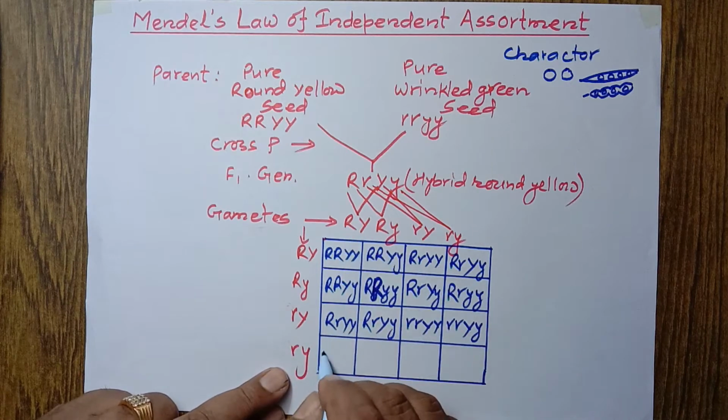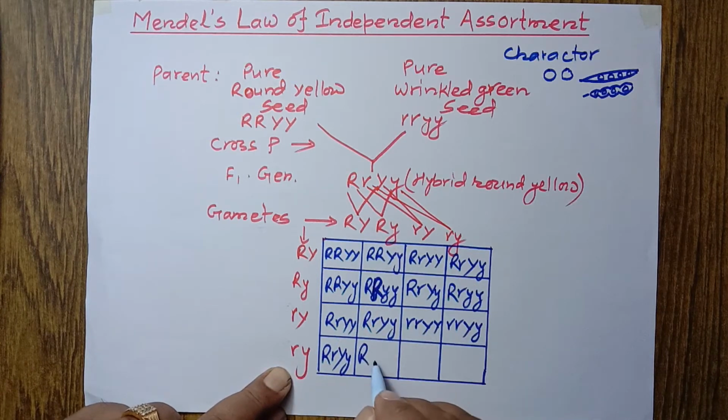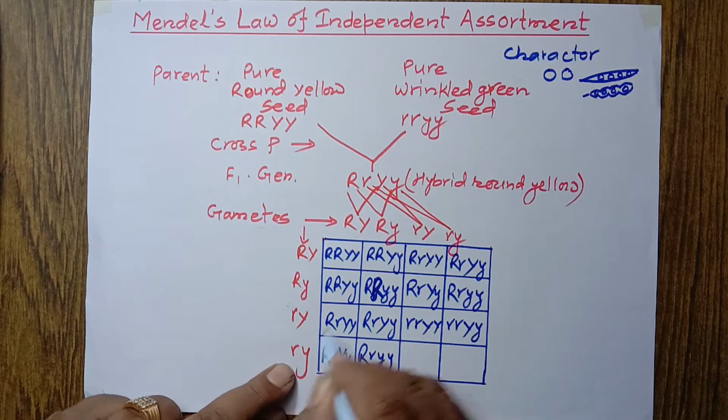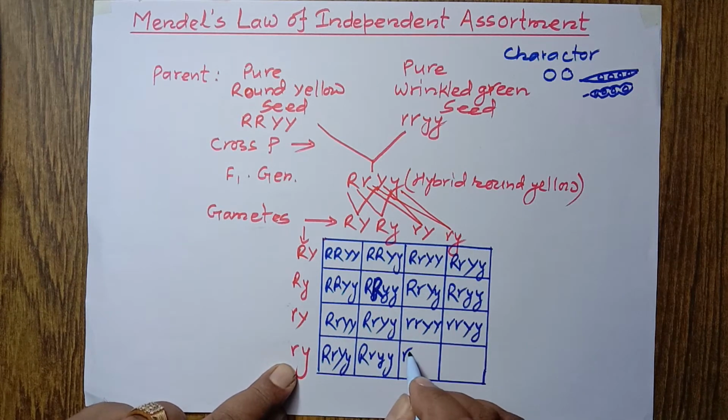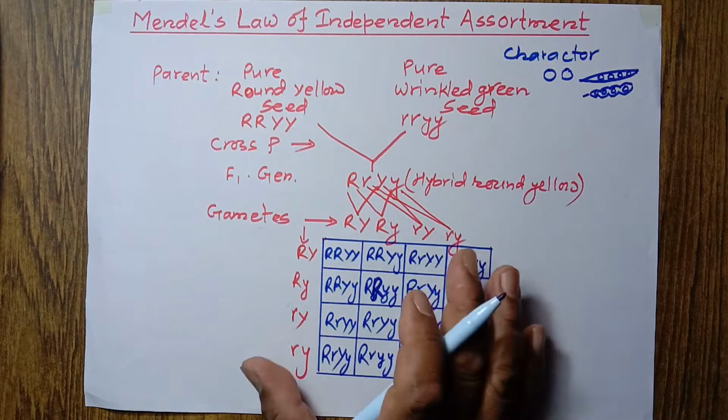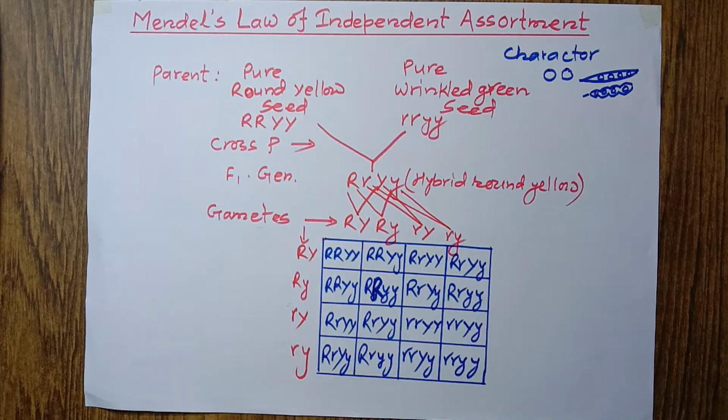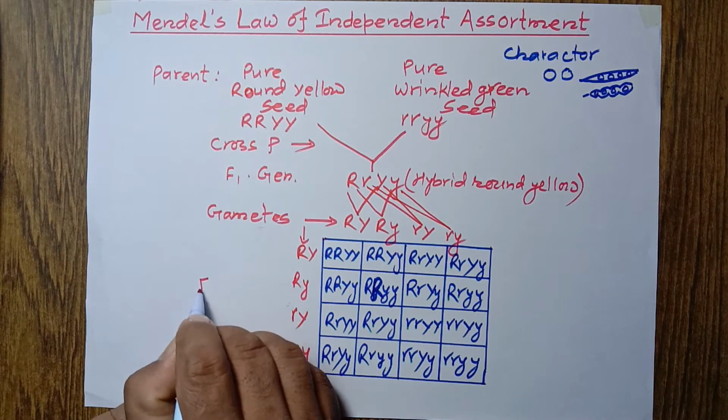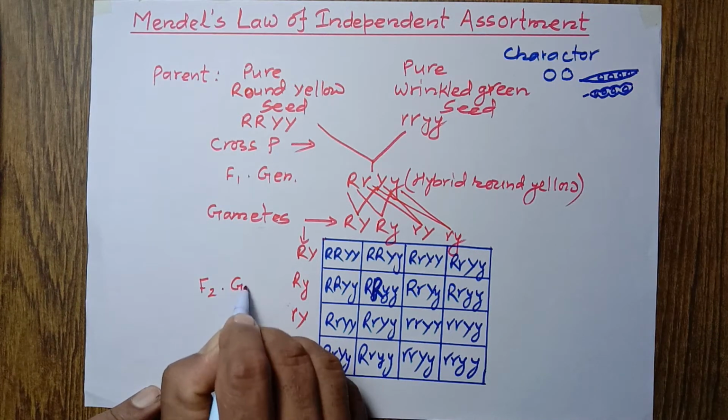And this is when capital R, small, capital, small. This when combined gives R, small y, small y. When this combines with this, R, small, small, capital and small. This when combined, all is small. Look at this. What is this? This is the second generation. Actually, we are concerned with the second generation. This is called the F2 generation.